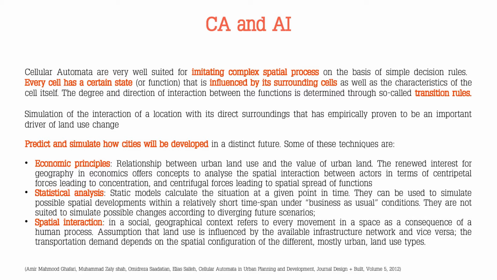So my point is that the element of economy, statistics, and space is very important in every urban study. Cellular automata and artificial intelligence are the key. We can continue. Statistical analysis. Static models calculate the situation at a given point in time. They can be used to simulate possible spatial development within a relatively short time span under business as usual conditions. They are not suited to simulate possible changes according to diverging future scenarios.